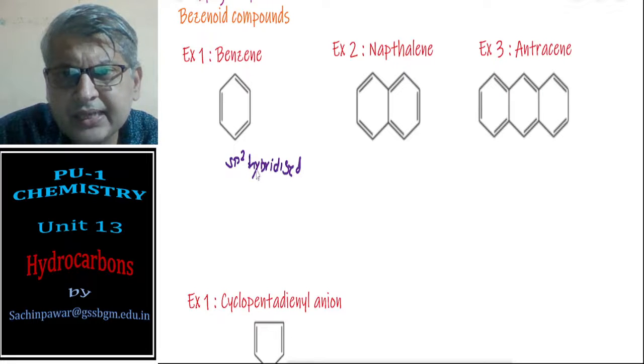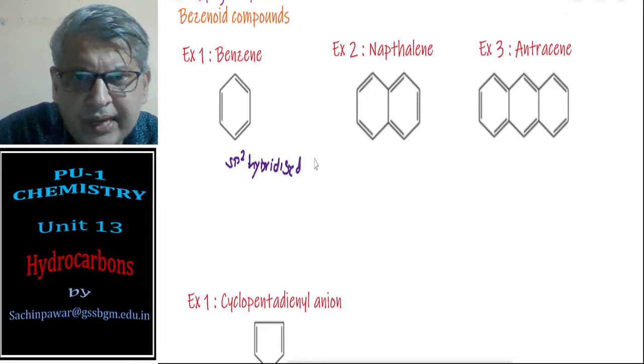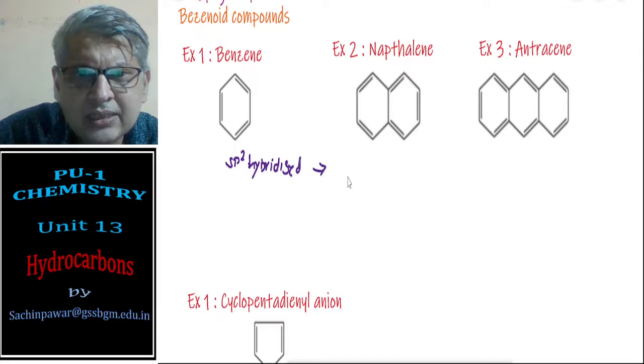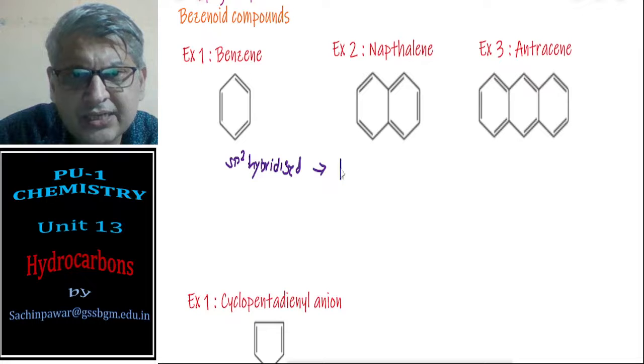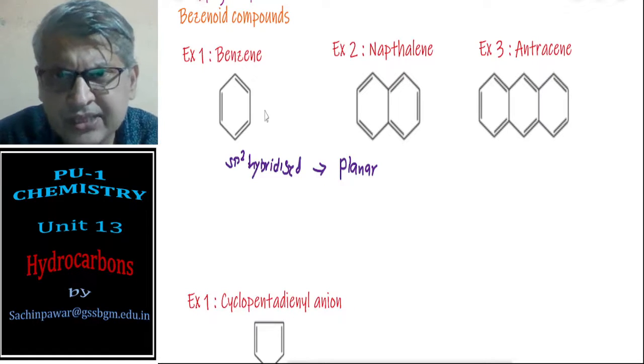Every carbon atom is sp2 hybridized. Here also sp2 hybridized, which means in all three examples every carbon atom is sp2 hybridized, so the structure is planar. So condition number 1 is satisfied.